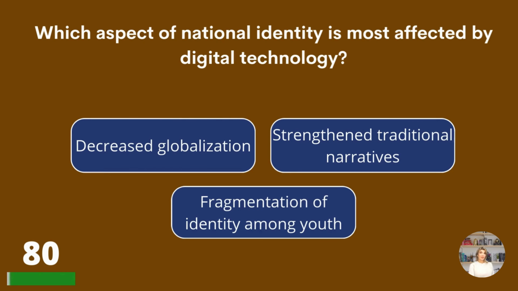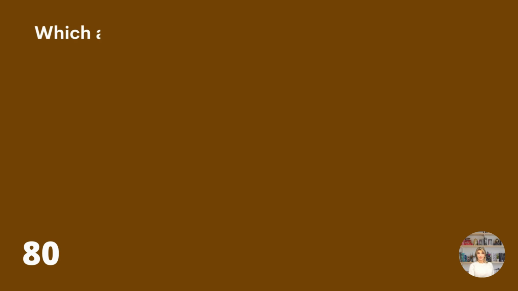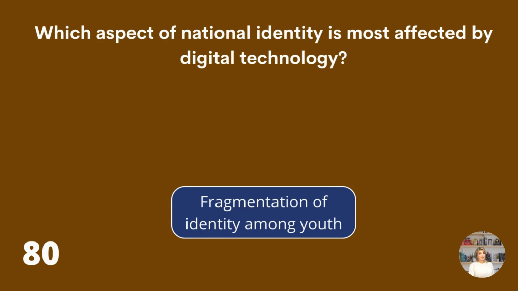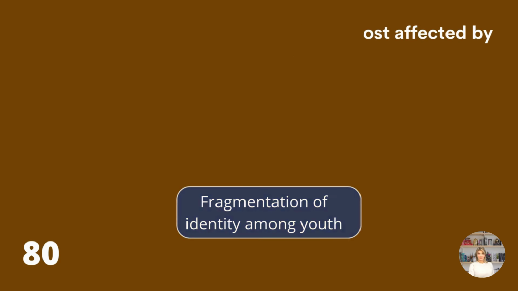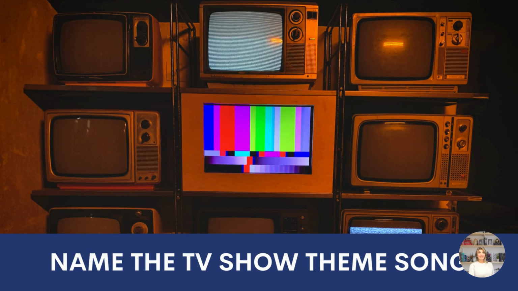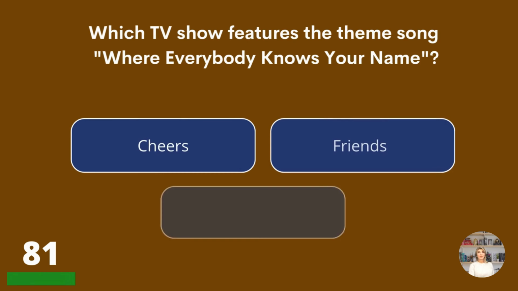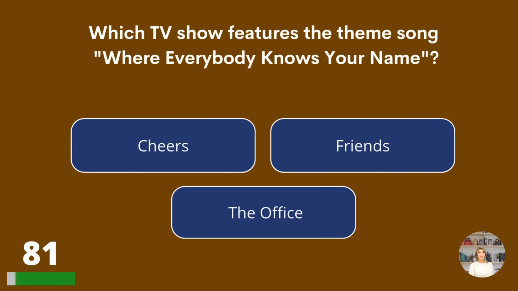Which aspect of national identity is most affected by digital technology? Decreased globalization, strengthened traditional narratives, or fragmentation of identity among youth? Fragmentation of identity among youth. Name that TV show theme song. For question 81, which TV show features the theme song Where Everybody Knows Your Name? Cheers, Friends, or The Office?